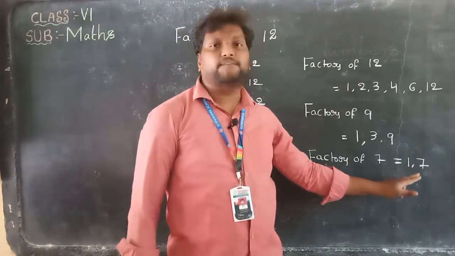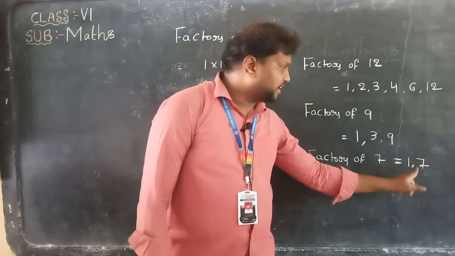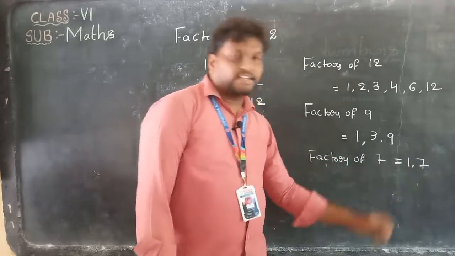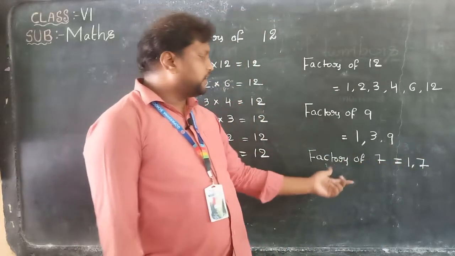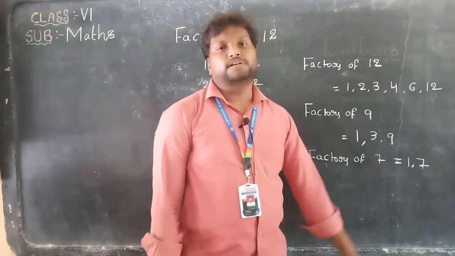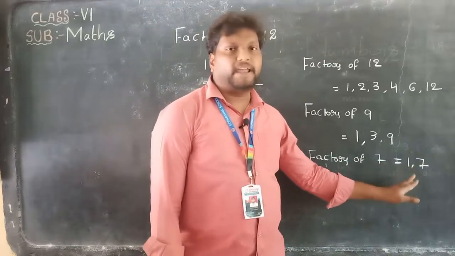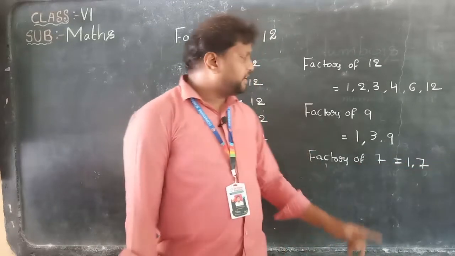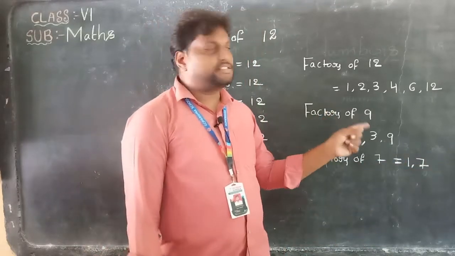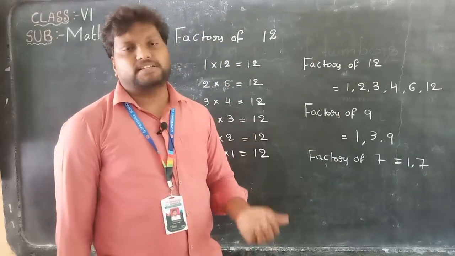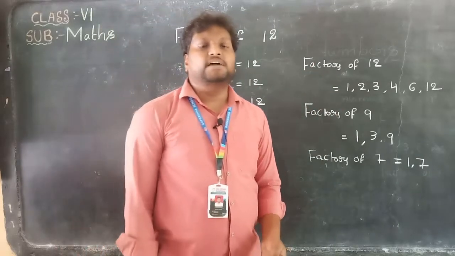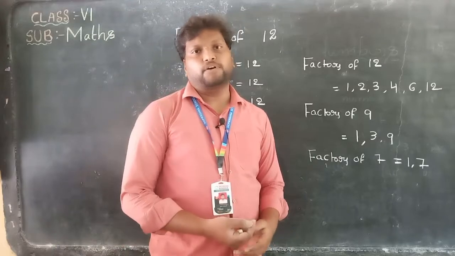See here, 7 has only 2 factors. One factor is exactly 1 and the other factor is itself. Means we are taking 7, that's why the factor is also 7. Means 7 is divisible by only 1 and 7. But 9 has 3 factors and 12 has 6 factors. Like that, so many numbers have different numbers of factors.